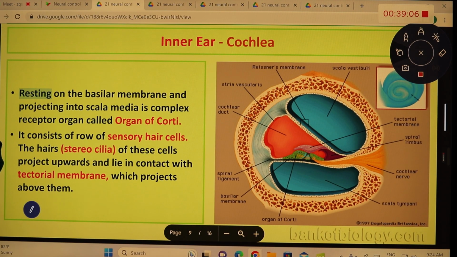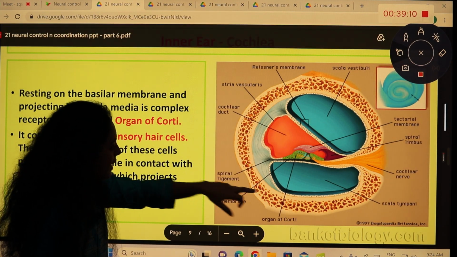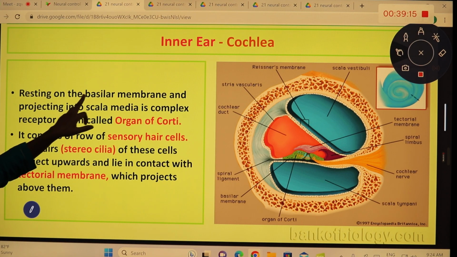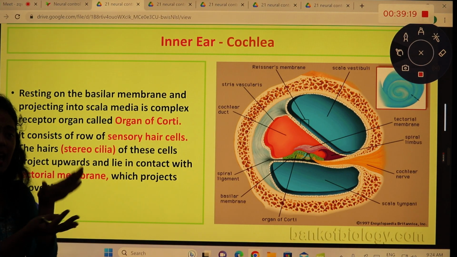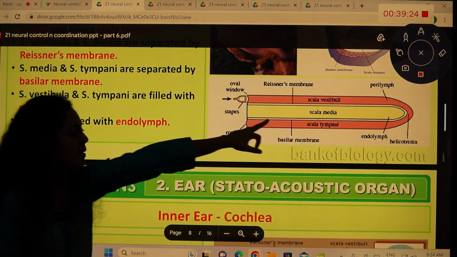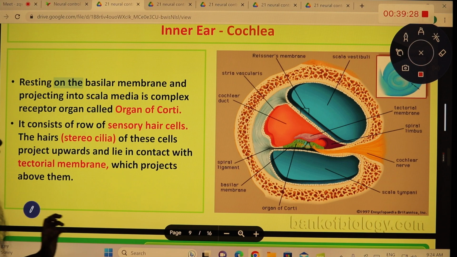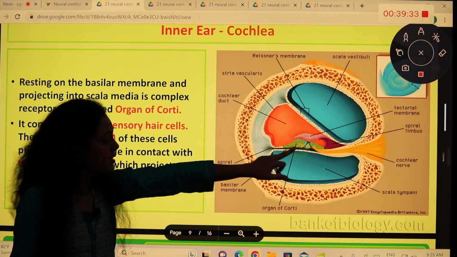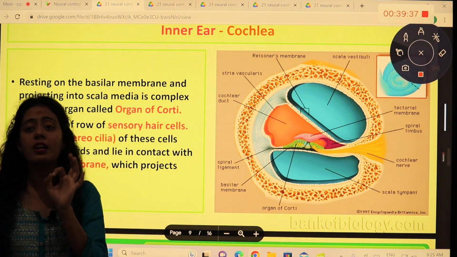Now you can see the structure. This is vestibuli, this is media, tympani. Resting on the basilar membrane. What is basilar membrane? The membrane that separates your scala media and scala tympani. This is your basilar membrane. Resting on the basilar membrane, you have an organ called organ of Corti. Can you see this green color structure? On the basilar membrane, you have organ of Corti.